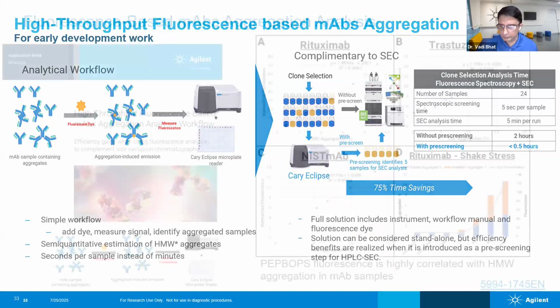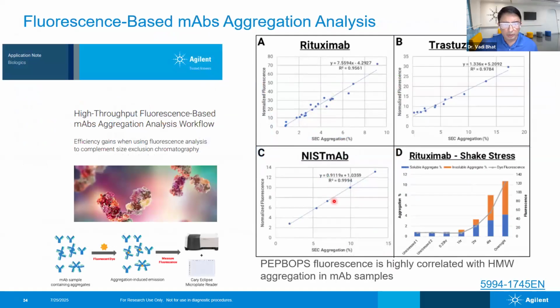Now, as I mentioned, this is comparing your light scattering or size exclusion method versus the fluorescence method. It correlates very well for multiple types of mAbs, including the NIST mAb, cluster mAb, and reduced mAb here. If you are interested, look into this application note to see how it is done and what kind of fluorescent tag is used, BOPS.